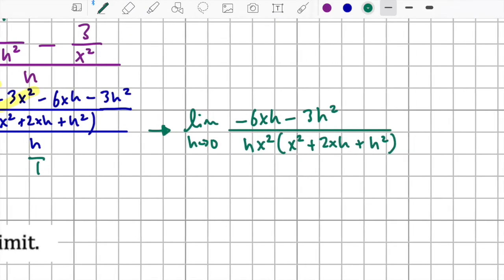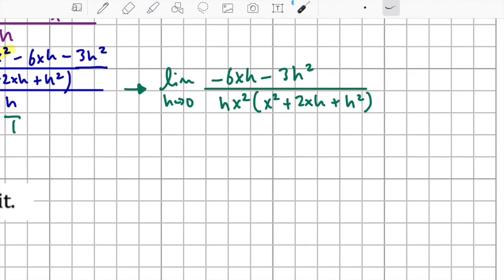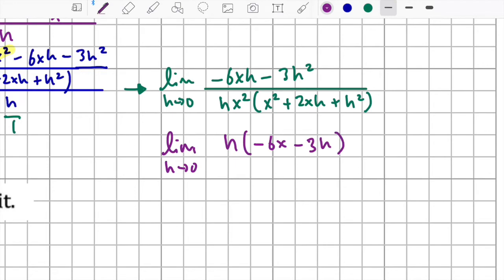Now we can try to evaluate, but if you try to plug in the 0 wherever you see an h, we're going to end up with 0 over 0 again. So that tells me that I have to factor something. I notice that in the numerator I have an h and an h squared, so we're going to factor the h. So it'll be the limit as h approaches 0. We're going to factor an h, so it'll be h times negative 6x minus 3h, divided by all this again.